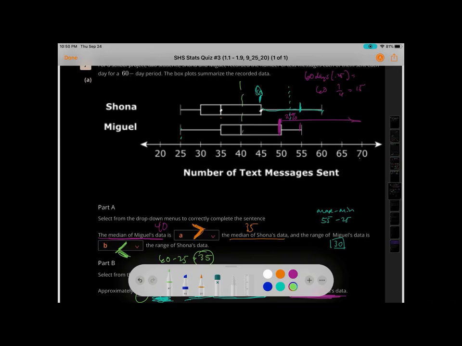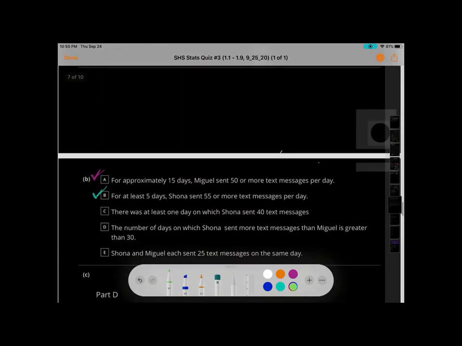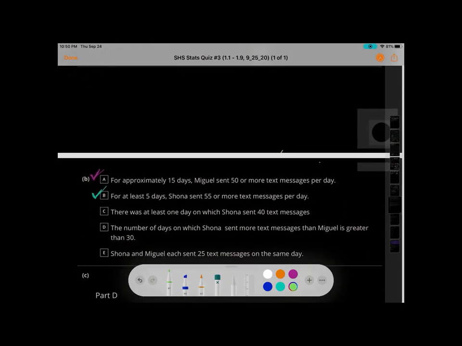Yeah, because if you look here, this is her minimum. So, yes, there was at least one day in which Shona sent 40 messages. Alright, the number of days in which Shona sent more text messages than Miguel is greater than 30.